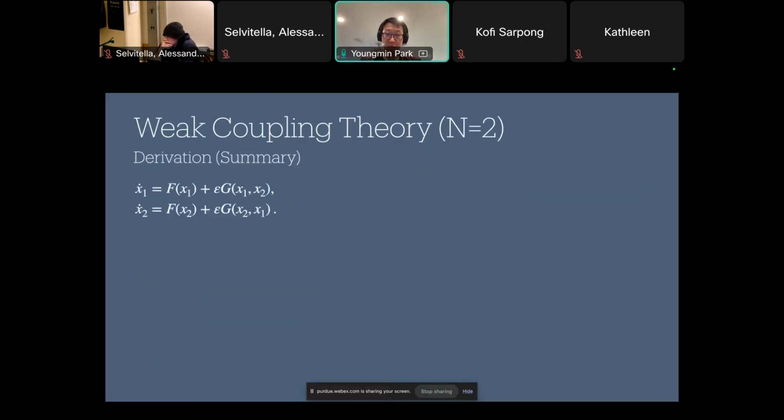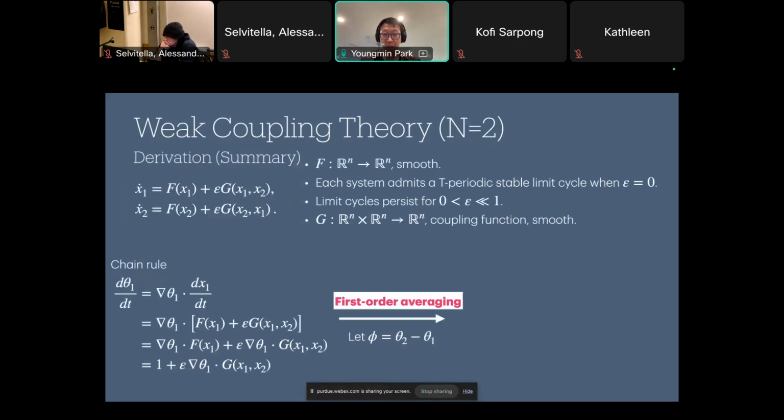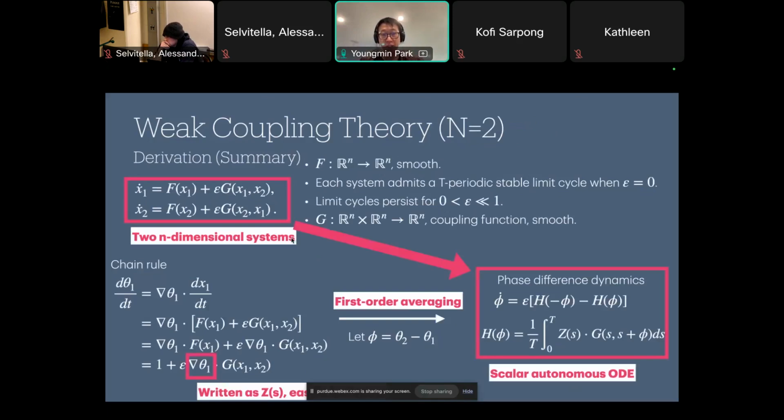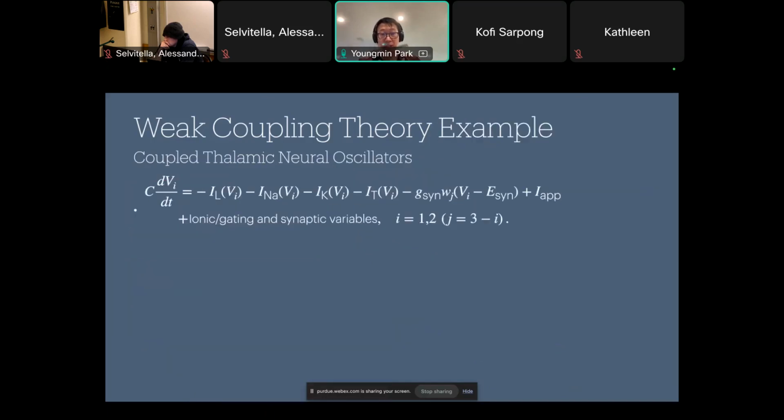Okay, so that's the summary of weak coupling theory: we can take these two n-dimensional systems and reduce everything to a scalar autonomous ordinary differential equation. And the nice thing is that it works really well when epsilon is weak. Here's another example. I'm not writing down all the equations for this model, but it is an example of a conductance-based neural model, very similar to Hodgkin and Huxley.